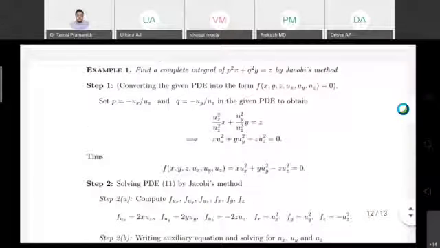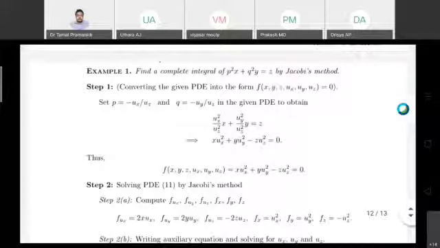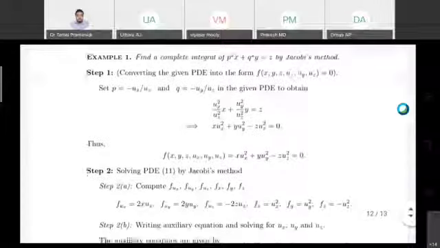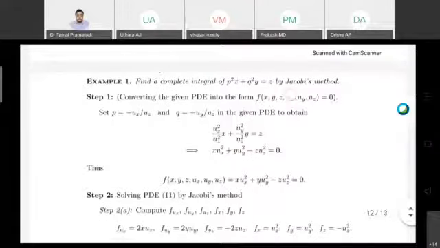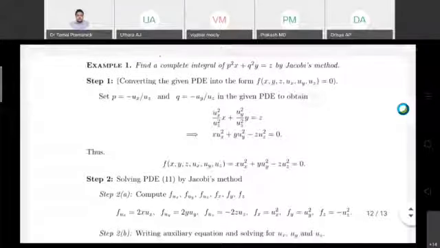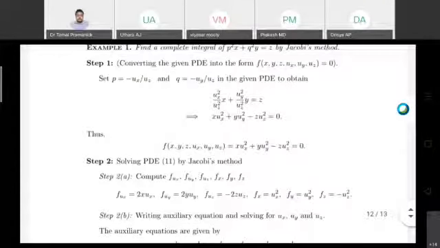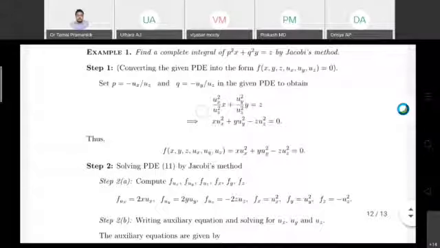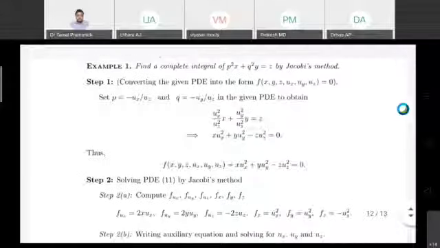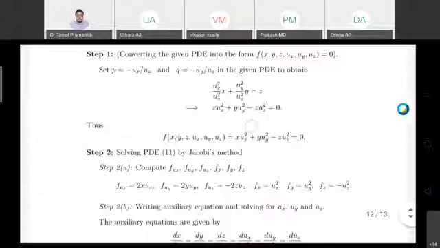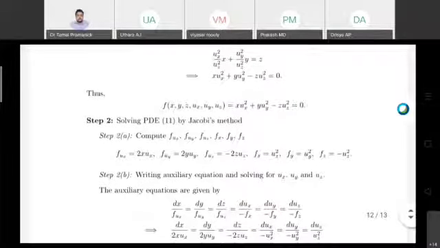The equation is given. It is f of x, y, p, q, z. There is no ux, uy here, so you need to convert it into the x, y, z, ux, uy, uz form. For that, you need to put p equal to minus ux by uz and q equal to minus uy by uz. In place of p and q, you put this. After converting, it is of the form x, y, z, ux, uy, uz.